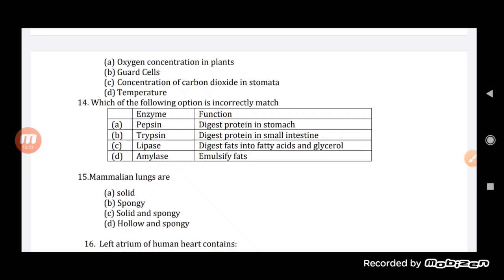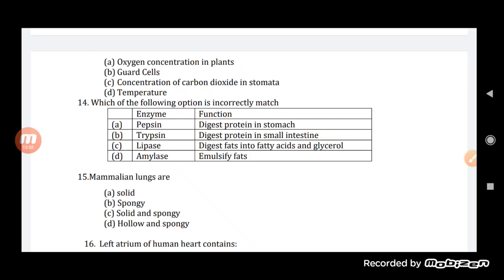So pepsin, you know the role of the pepsin is to help in the digestion of the protein, so this is correctly matched. If we talk about trypsin, trypsin is also there to digest the protein. Pepsin digests protein in the stomach itself, because pepsin is released there. Trypsin also helps in digesting in the small intestine. Yes, it helps in the small intestine.